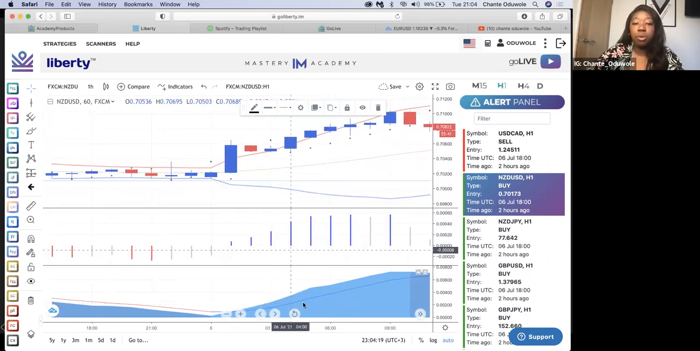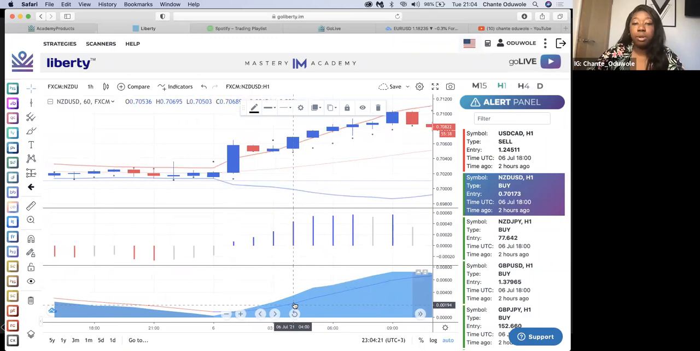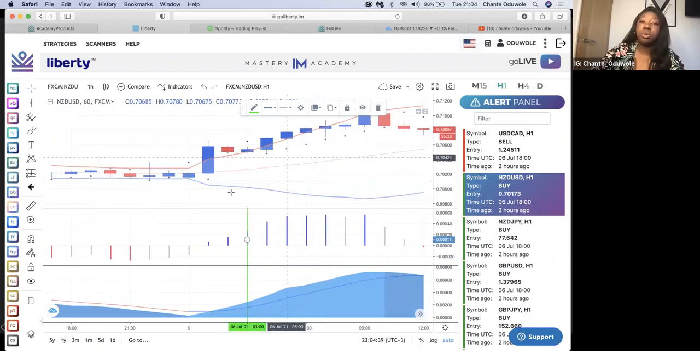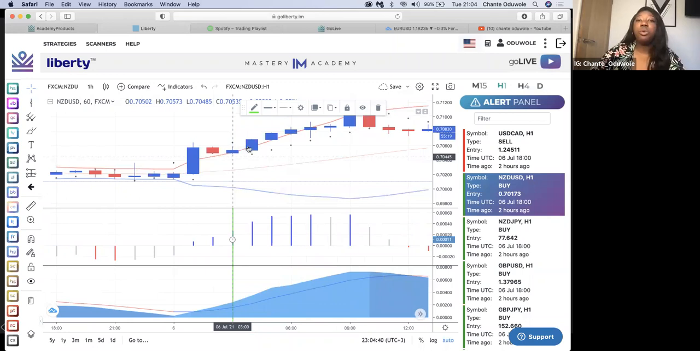And I can see everything matches up here. We've got a blue cloud, blue line cutting through, so I'm going to mark that up here. You can see we've got a blue histogram. We're going to mark that up there. And have we got this at the bottom? No, we haven't. Can you see the parabolic dot? We haven't got it underneath. We want to see it underneath. Okay, so we wouldn't take that yet. We'd wait for the next one.